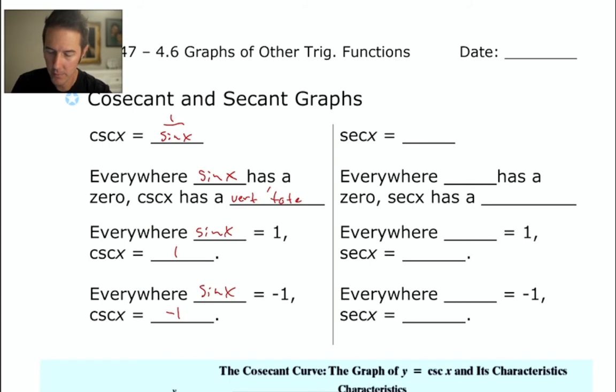In the right-hand column, secant is the reciprocal of the cosine function, so I've got 1 over cosine x there. Everywhere cosine of x has a 0, secant has a vertical asymptote. Asymptote. A-S-Y-M-P-T-O-T-E. Asymptote.